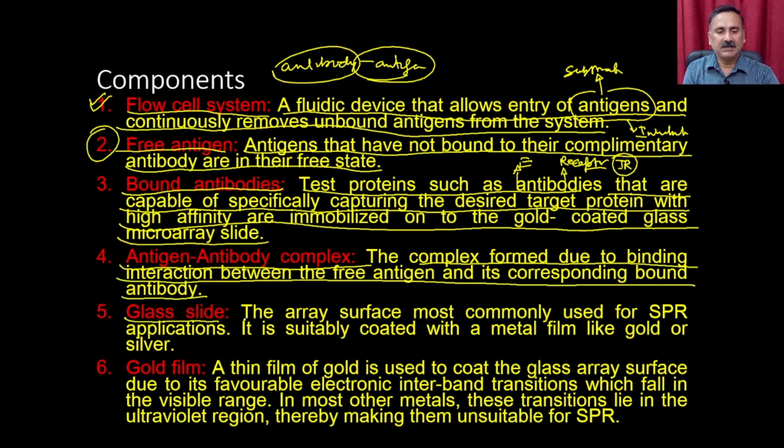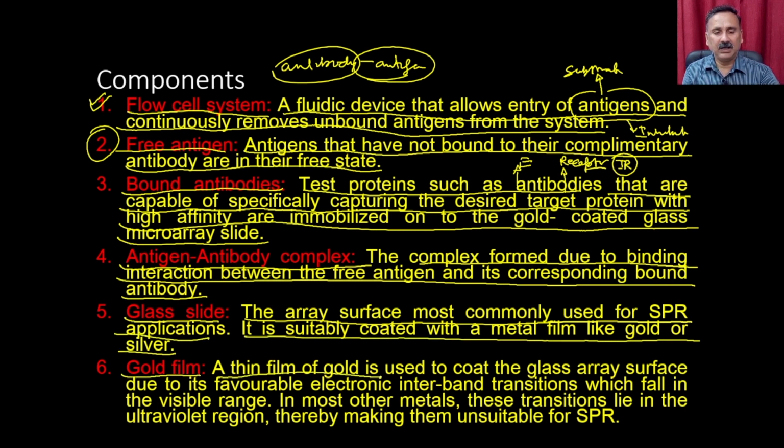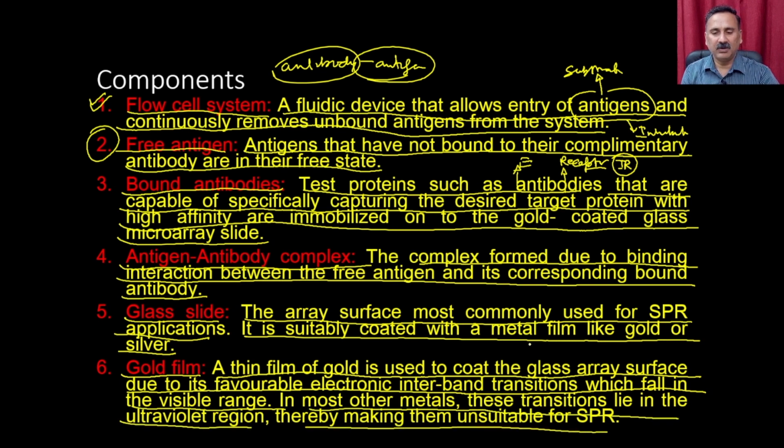Then we have the glass slide, the array surface most commonly used for SPR applications. It is suitably coated with a metal film like gold or silver. Then you require the gold film. A thin layer of gold is used to coat the glass array surface due to its favorable electronic interband transitions, which fall in the visible range. In most other metals, these transitions lie in the ultraviolet region, making them unsuitable for SPR. So why do we use gold? Because gold gives transitions in the visible range, whereas other metals give transitions in the ultraviolet range, which is not suitable for SPR.